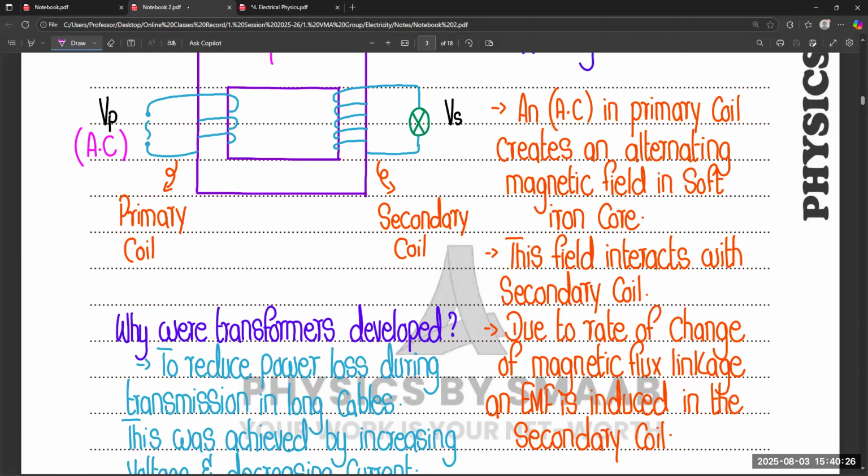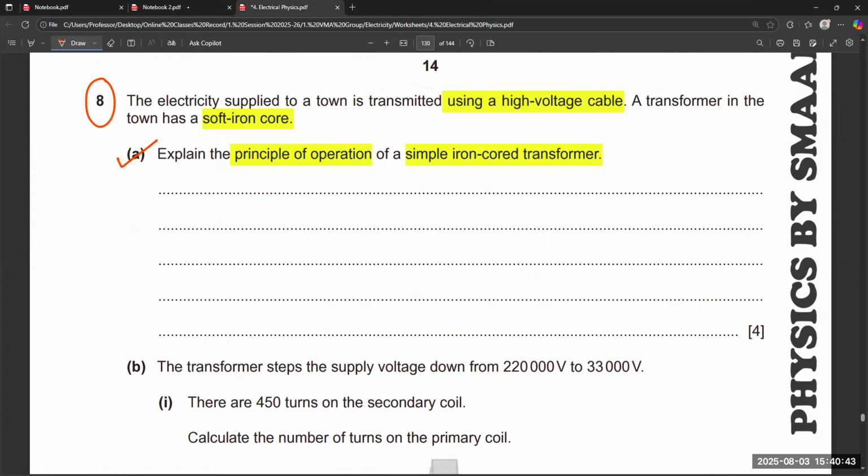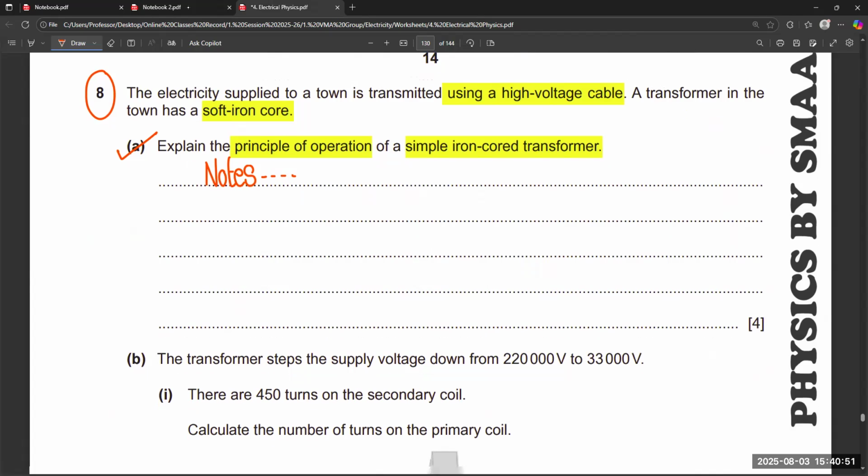So if we use the concept of the AC source and connect it with the primary coil, we have a primary coil wound on the soft iron core, and then on the other side we have the secondary coil. Due to the rate of change of magnetic flux linkage, we get voltage in the output. So we need to mention the same thing over here. This is just a copy paste answer from the working of the transformer.